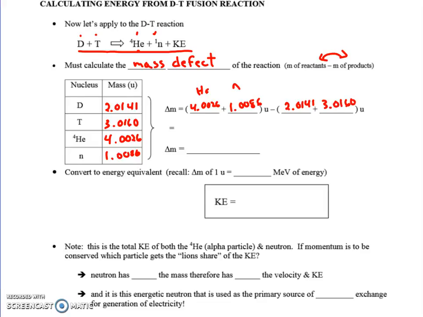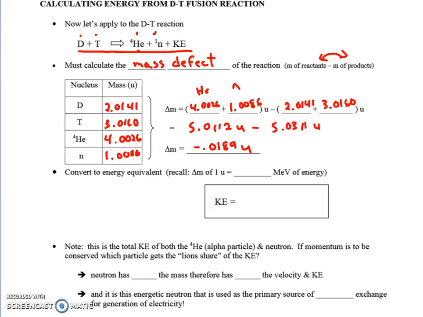Now we can do the maths. I'll do that for you. On this side, the left side, is 5.0112 U minus 5.0311 U, and if we do the subtraction, we get negative 0.0189 atomic mass units. So negative meaning we lost mass. So it's not a whole lot of it.